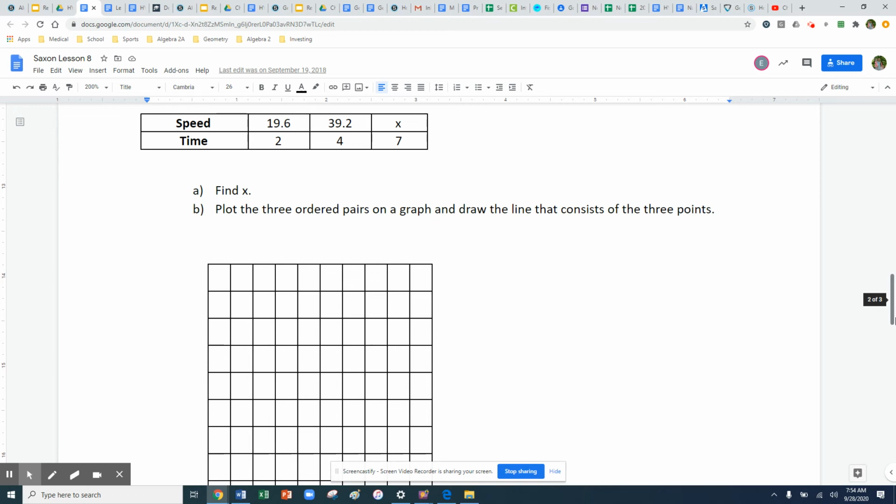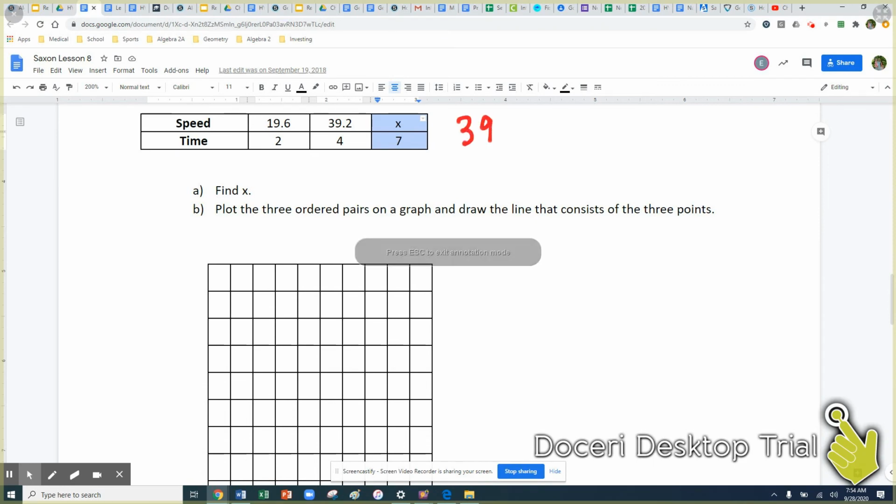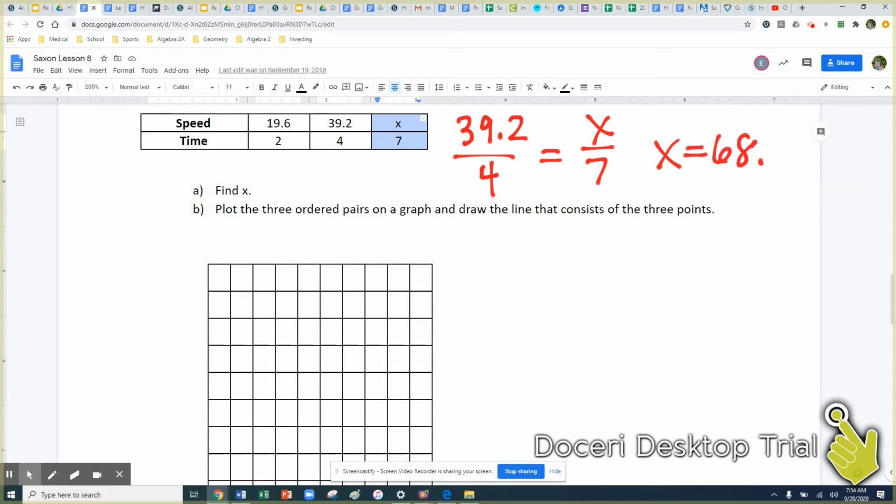So we first need to find out what x is. To find x, we can set up another proportion. So we can go 39.2 over 4 is going to equal x over 7. So we can start putting that in first, solving out for x. I'm just taking those values, setting up a proportion, and we should get for x about 68.6. So there would be our solution there.